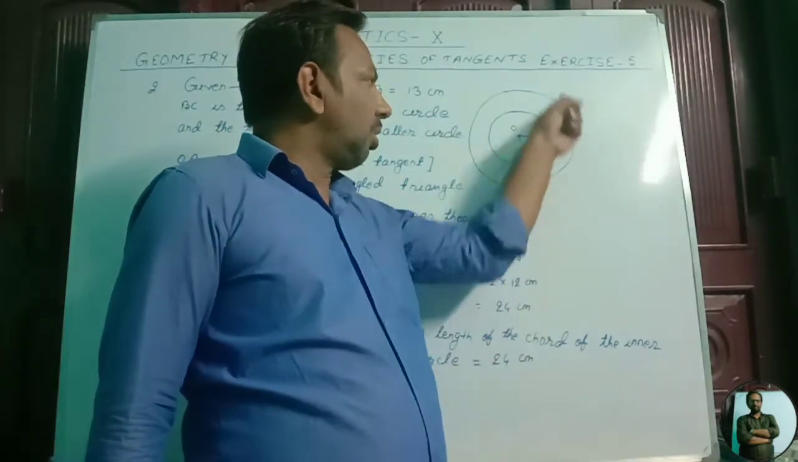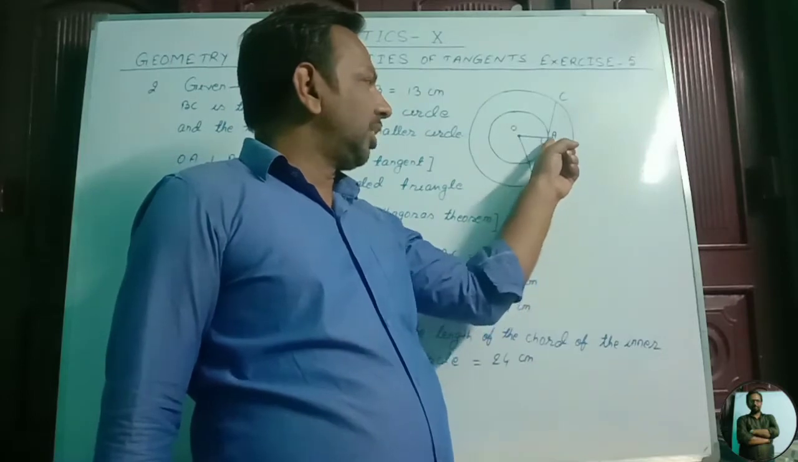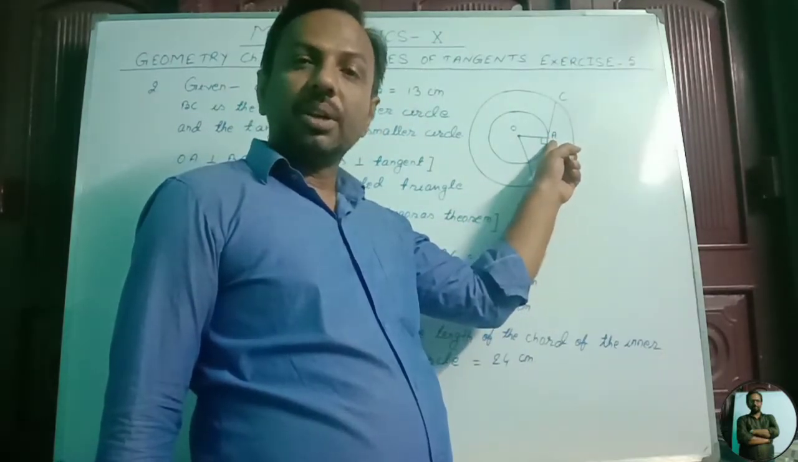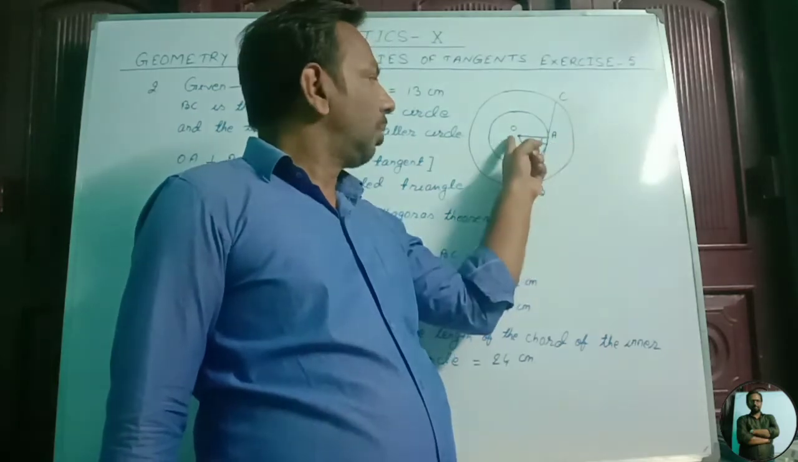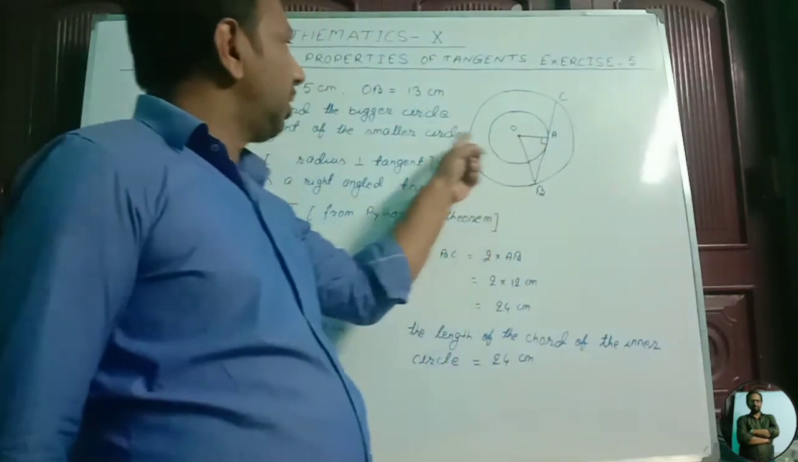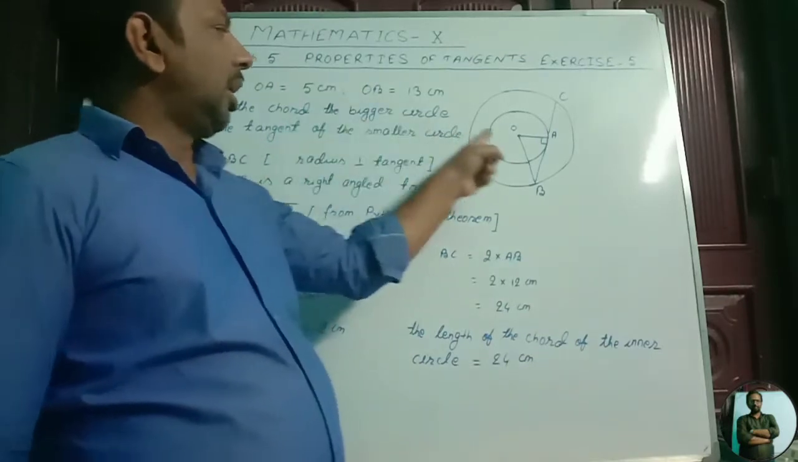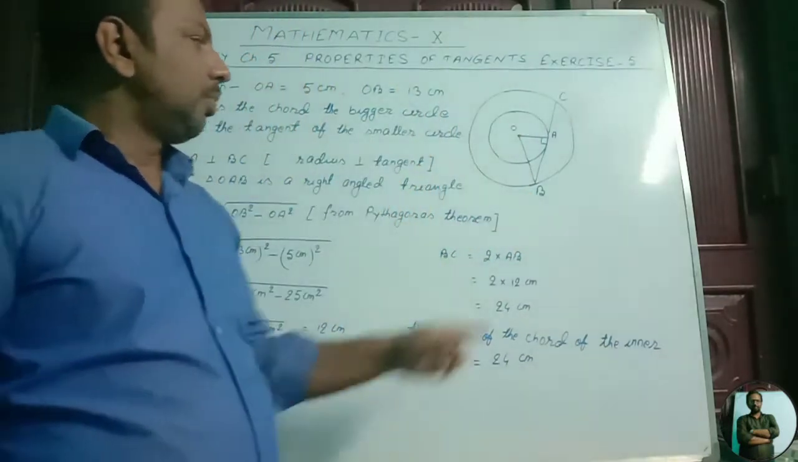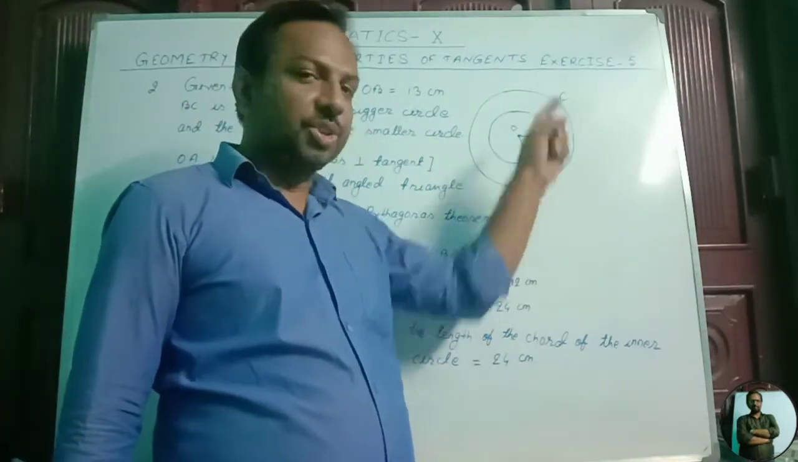BC is the chord of the outer circle that touches the inner circle tangentially at point A. So point A became the point of contact. OA is the radius of the inner circle, that is 5 centimeter, and OB is the radius of the bigger circle, that is 13 centimeter. We are asked to find the length of BC.